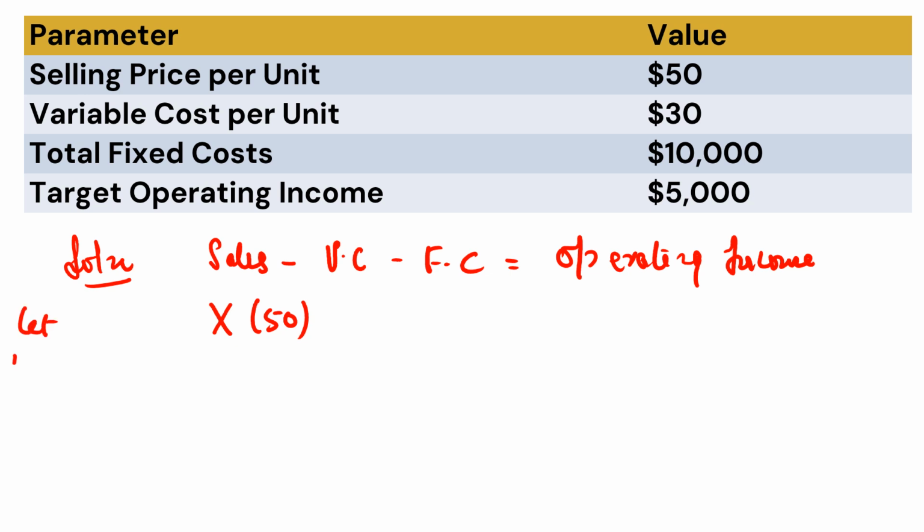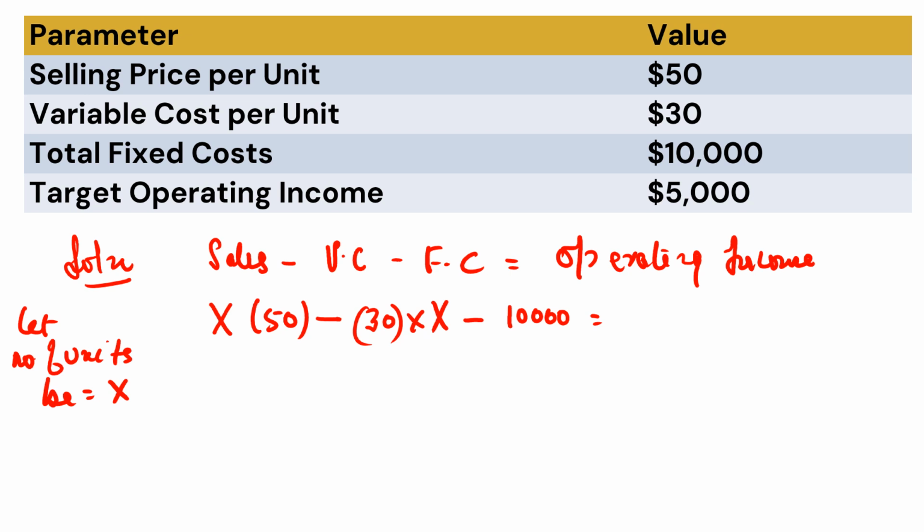Let the number of units be equal to X. So when you're selling X units at 50 per unit, this will be the total sales value. From that, you have to subtract all the variable cost, whether it is manufacturing, whether it is admin, everything. So it is 30. Now variable cost also we have per unit, correct? So 30 into X minus the fixed cost. They have already given us, it is 10,000.